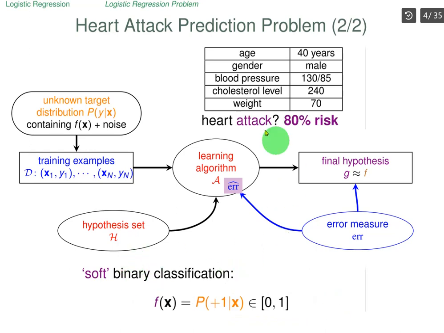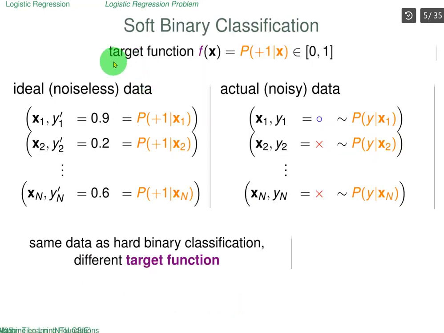So the softer version of this target function, which is based on the unknown target distribution, would be more appropriate. So our target is again some probabilistic quantity that ranges between 0 and 1. In this case, we could answer this question: the person may have a heart attack with an 80% risk or 80% probability, which is softer than saying yes, he will have a heart attack. So soft binary classification may involve softer decisions.